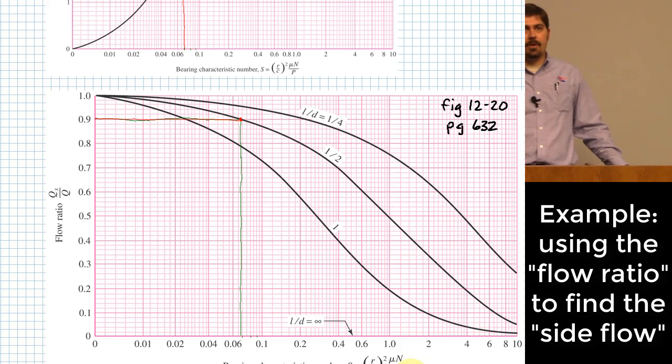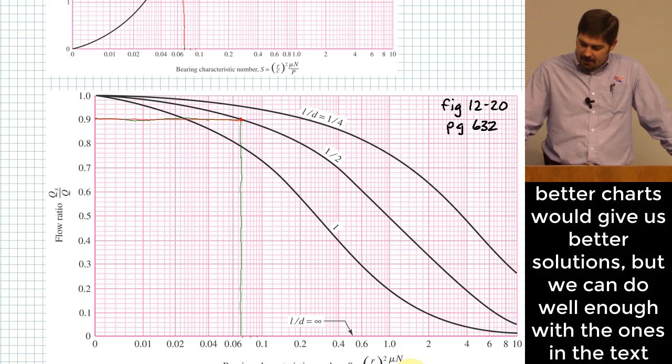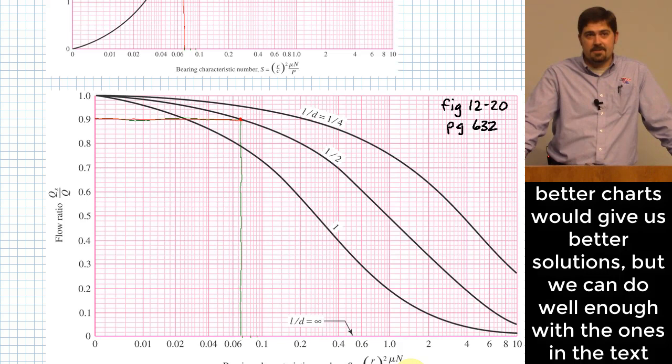The question is, is there a place we can get charts like this that are easier to read than the ones in the textbook? Let me give you the two halves of that answer. The answer is absolutely yes. They do make better charts than the ones here in the textbook. Having said that, the problems that I write are based on the ones in the textbook, and if you end up with a chart that's different, you might end up not getting the answers that you would want.